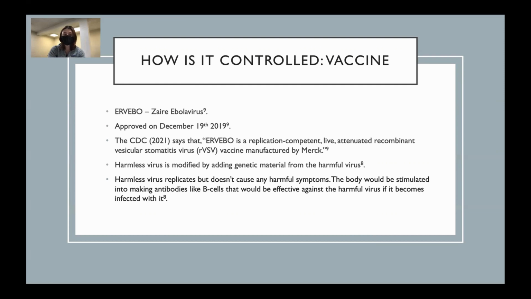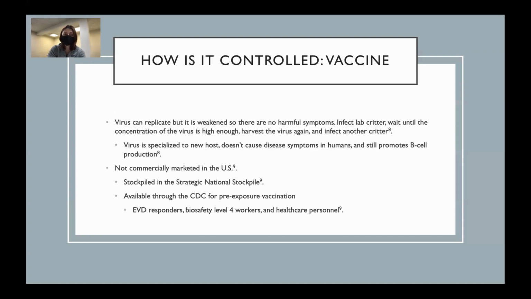A harmless virus is modified by adding genetic material from the harmful virus, which is Ebola in this case. The harmless virus then replicates, but it doesn't cause any harmful symptoms to a human. The body would be stimulated into making antibodies like B cells that would be effective against the harmful virus if it ever became infected with it. I will now talk about the live attenuated aspect of this vaccine. The virus can replicate in a human, but it is weakened, so there are no harmful symptoms.